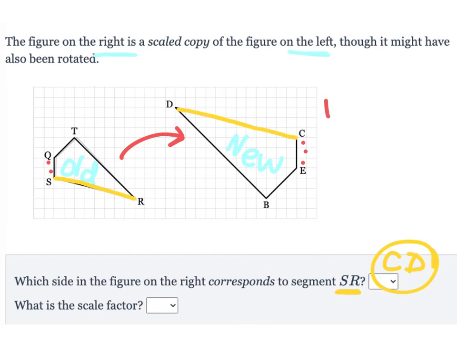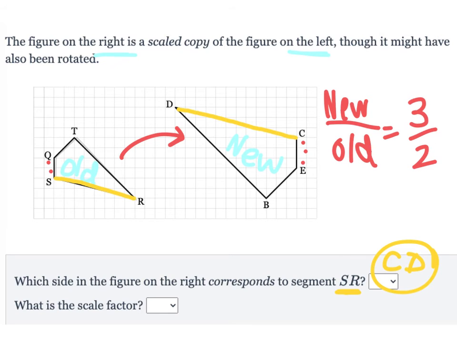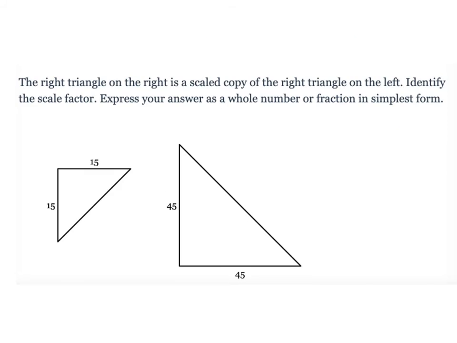Okay, so now let's do our formula, new to old. So in this case, it's 3 to 2 for our scale factor. And that's what we would look for a drop down and type that in there. Okay, so be careful if your images are flipped around. Use the same formula and same strategy though.